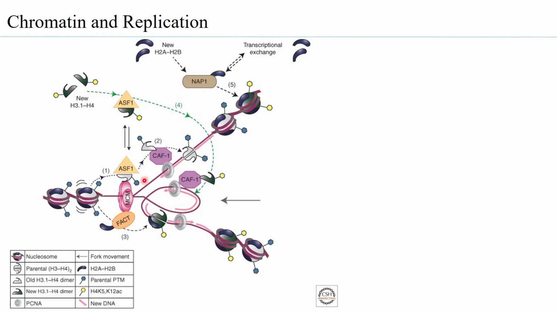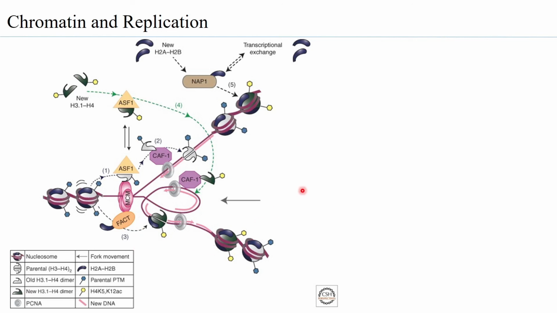Now, the question that arises is: are there molecular systems that help in the process of dissociation or disruption of the existing nucleosomes and the assembly of the new nucleosomes? Yes, there are several molecules that help in this process, and most of these molecules are chaperones, and some are specifically histone chaperones.